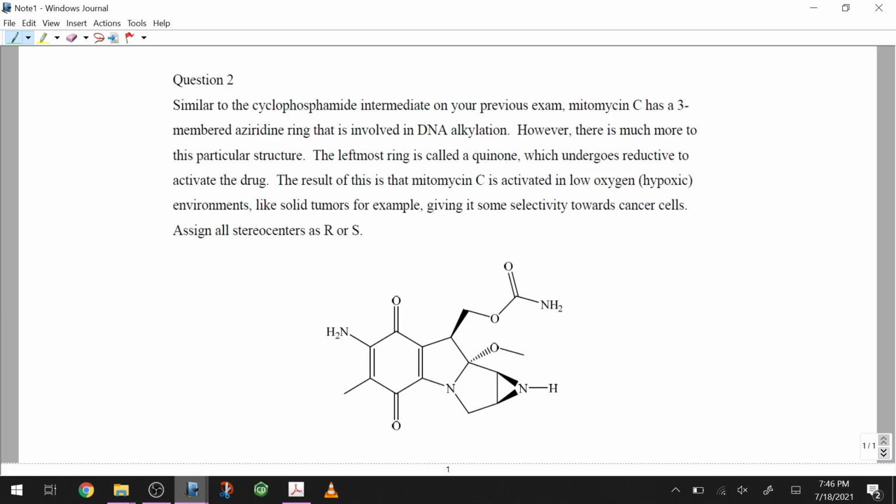Okay, question two, the other stereochemical question. And again, a little bit of context with it. This is a particularly useful anti-tumor drug. Oddly enough, it's now used in post-retinal surgery, as a post-treatment after eye surgery to prevent scarring on the cornea.